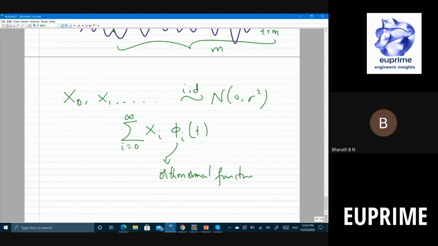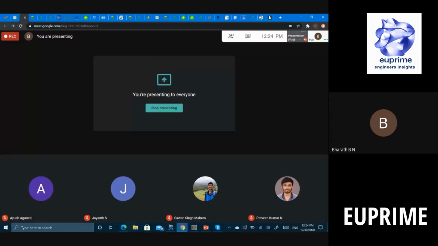You know what an orthonormal function is? Can somebody tell me what is an orthonormal function? It's orthogonal to all other functions. And what do you mean by that? Orthogonality means what? Integral of phi i of t times phi j of t dt over a period is 0, for all i not equal to j. If i equal to j, then we'll get 1. That's called orthonormal functions.